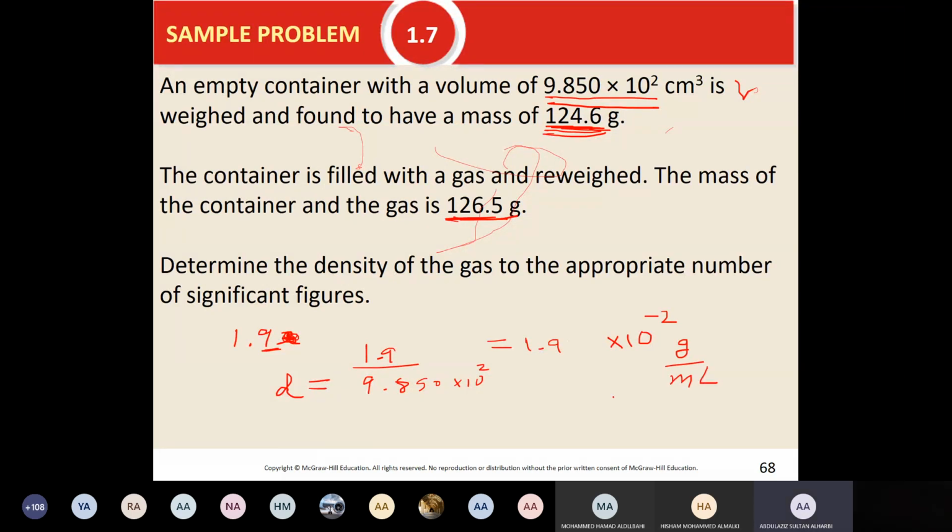Is this the correct unit? Yes, it is correct because it's gram and this is centimeter cube, and centimeter cube is milliliter. So whether I write gram per milliliter or centimeter cube is okay. And there is only 2 significant figures here because there is only 2 significant figures here, and this also.